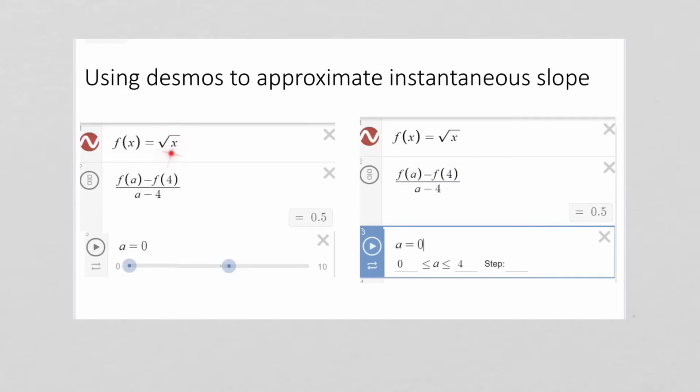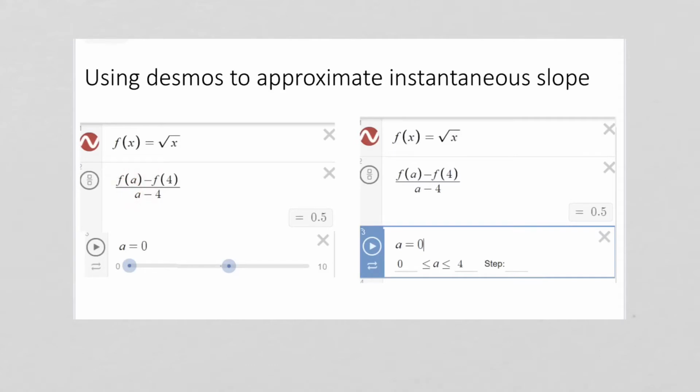So you want to plug in your function as f of x equals. In this case, we're going to do square root x. Okay, this is our average rate of change formula. Again, this is y2 minus y1, right? This is the y value at x equals 4, f of 4, over x2 minus x1. And we're going to let our x2, f of x2, which is y2, over x2, be a.